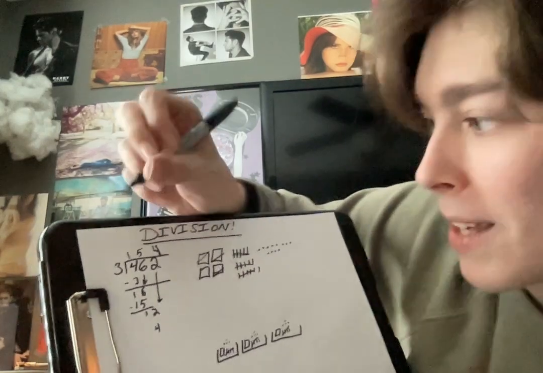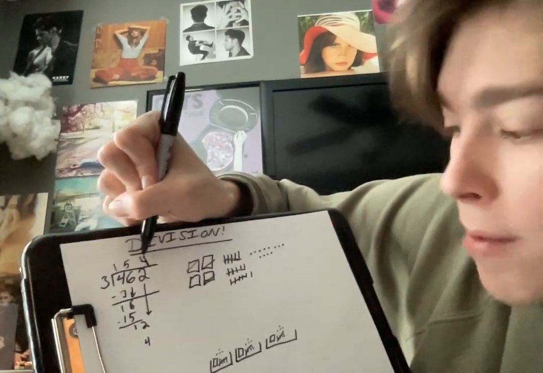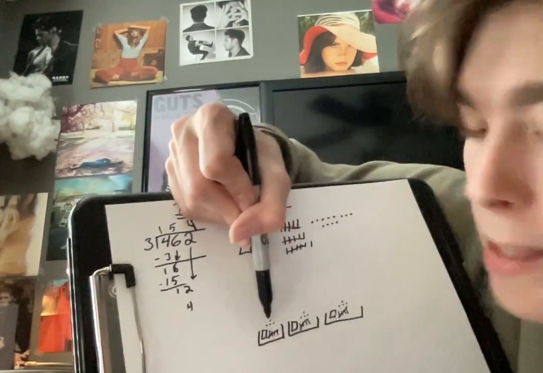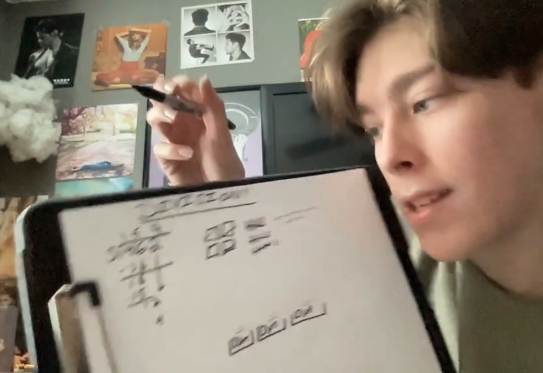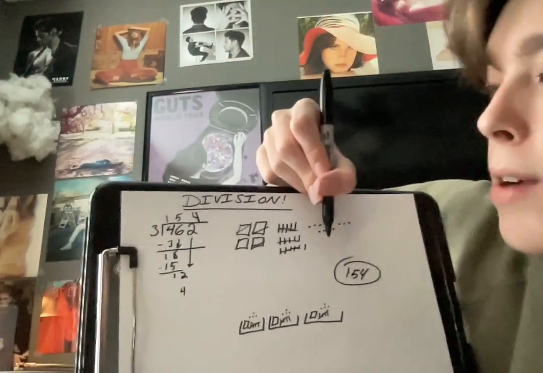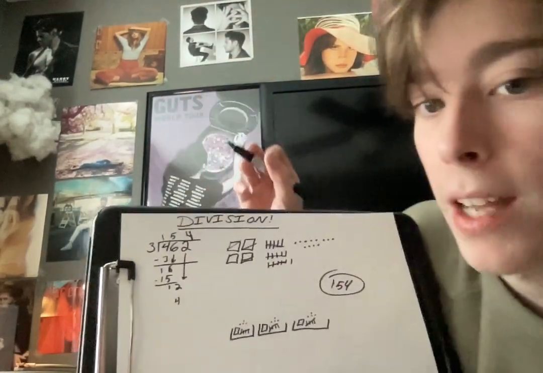Don't mind my awful handwriting. It's hard to do it from this angle. But then we have our answer up here at the top of 154, which we can also see in this basket. We have 100, 5 tens, and 4 ones, which gives us a grand total of 154. And that is what 462 divided by 3 is.